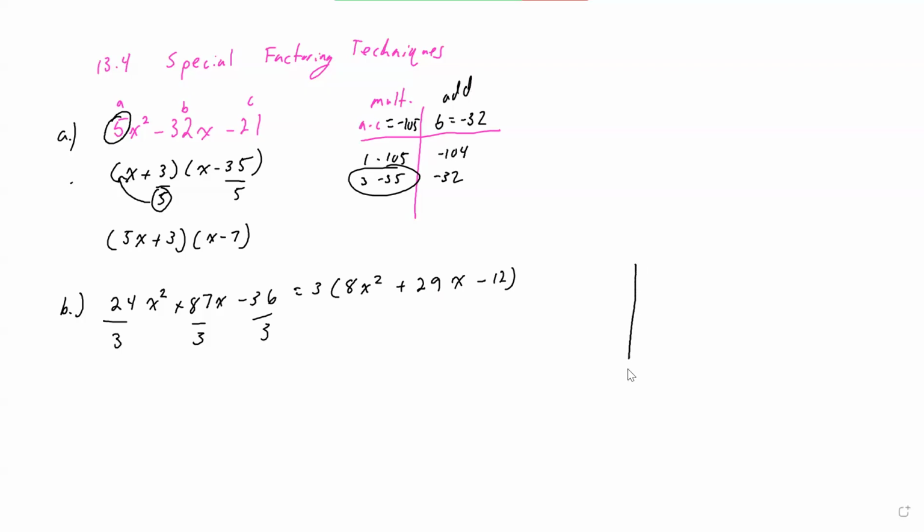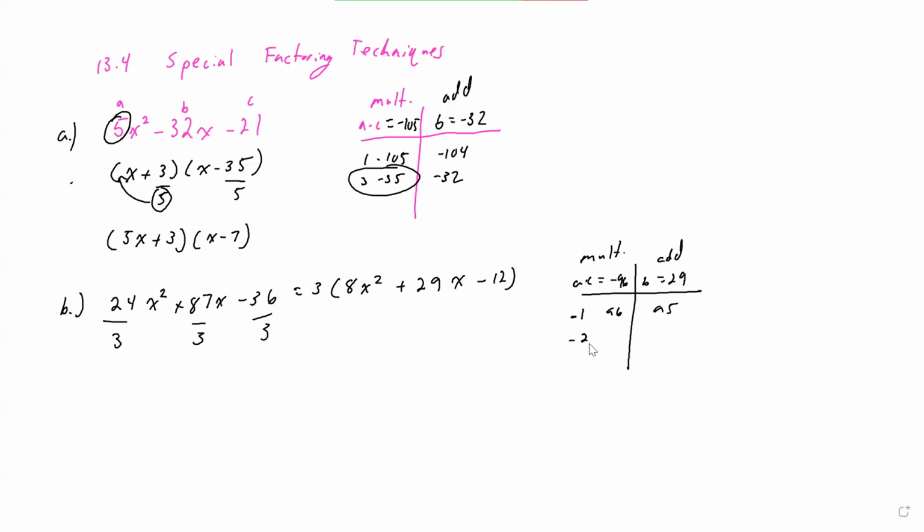So now when I'm working my box, or not my box, my t-chart, I'm figuring out what 8 times negative 2 is, and that gives me negative 96. And then I need to add to my b, which is 29. So again, I'm just going to go through the process. So this is 1 and 96. To multiply to a negative but add to a positive tells me my smaller number is going to be negative. So that gives me 95, which is not it.